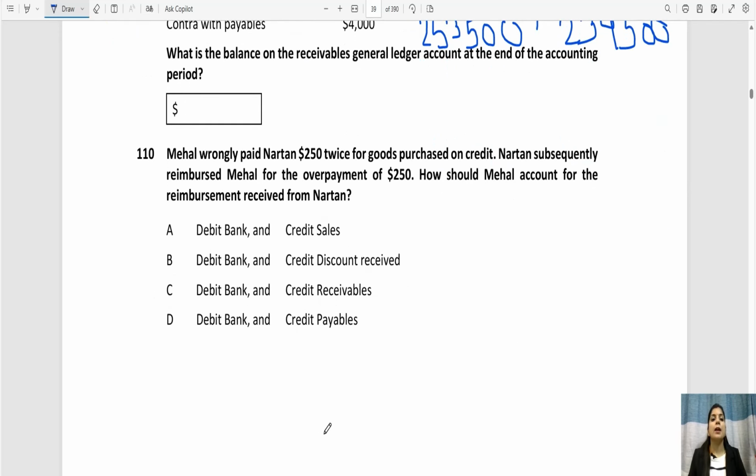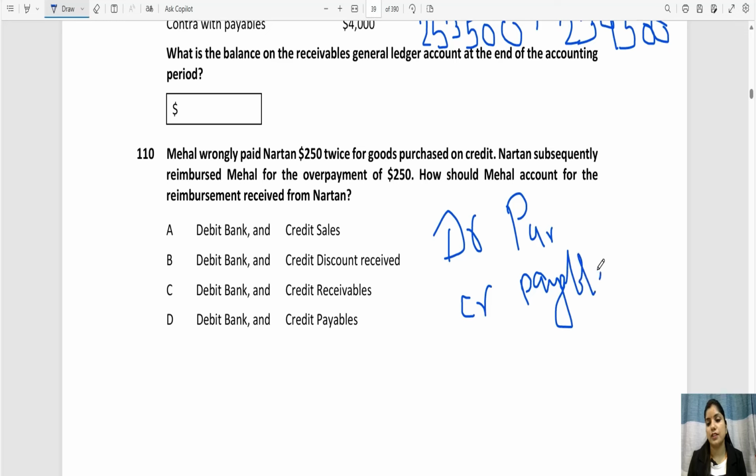Next question. Mehal wrongly paid an invoice of 250 twice for the goods purchased on credit. So if we are purchasing goods on credit, what will be the journal entry? We will debit purchases, right? And on the credit side, since we will have a payable balance, we will record payables.